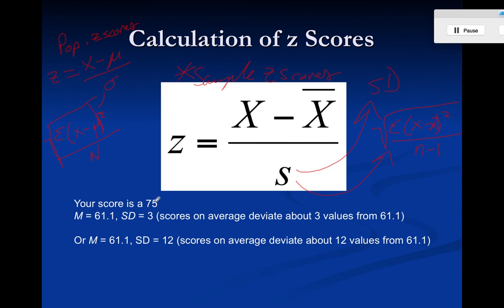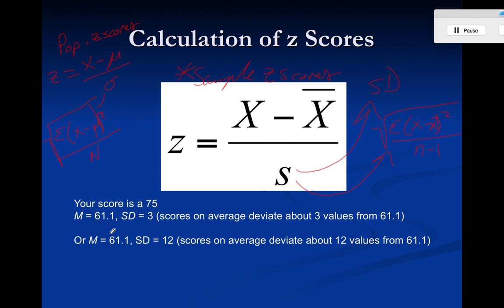So how far is a 75 from 61.1 in terms of standard deviations? Now remember, what does standard deviation mean for us? It means on average scores as a whole for the group deviated about 3 values from 61.1. So you'll notice that your value of 75 doesn't deviate about 3 values from 61.1. It seems to deviate more.